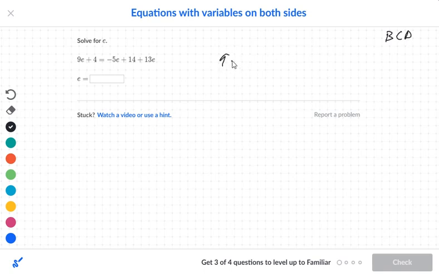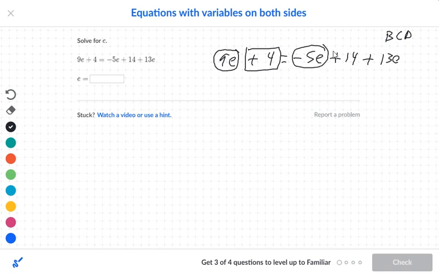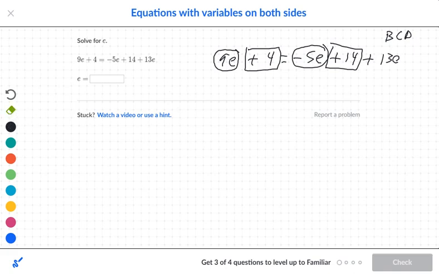So you're going to write down 9E plus 4 is equal to a negative 5E plus 14 plus 13E. Go ahead and circle your letters and then box your numbers. Circle your letters, box your numbers. Now let me make this a little bit clearer here. The last part here is 13E, so let me circle this. Make sure you're including the signs when you're circling and boxing.